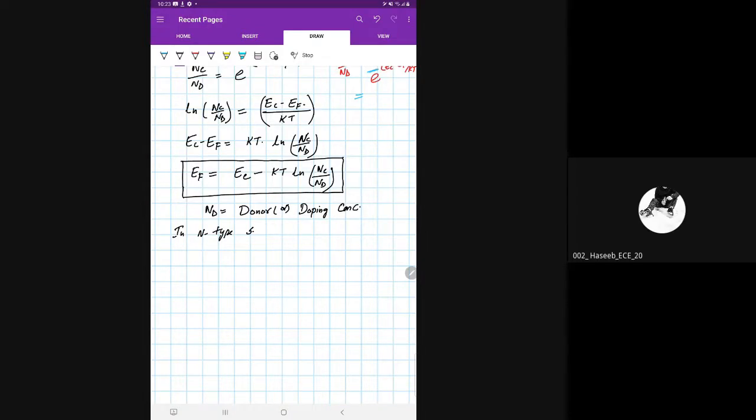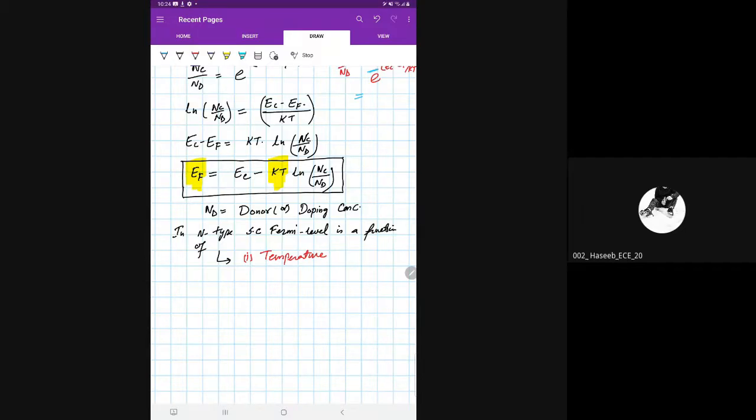So in an n-type semiconductor, we can conclude that the Fermi energy or Fermi level is a function of, first, temperature. EF is the Fermi energy. It directly depends on temperature, it directly depends upon KT. So as temperature changes, the Fermi energy level also changes.